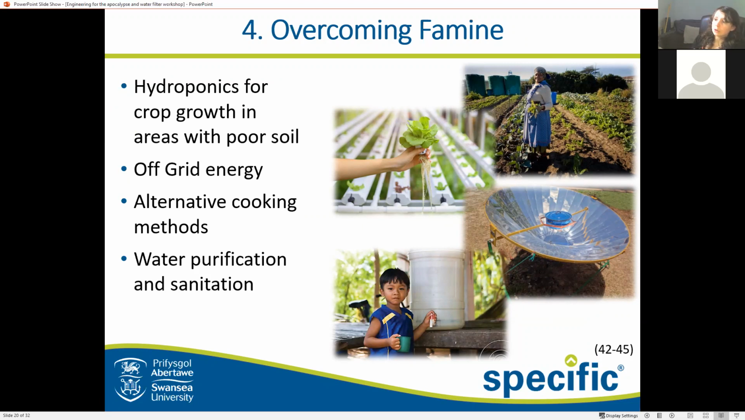I'll also be going through some off-grid energy supplies. So how do we give energy to these places so that they have the ability to cook, they have the ability to live a more typical lifestyle. Also look at some alternative cooking methods which can be used in nice, hot, sunny places without our typical energy requirements. And then looking at water purification, as that is really important and needed for good sanitation and good health.